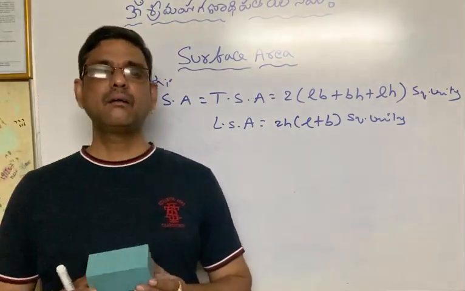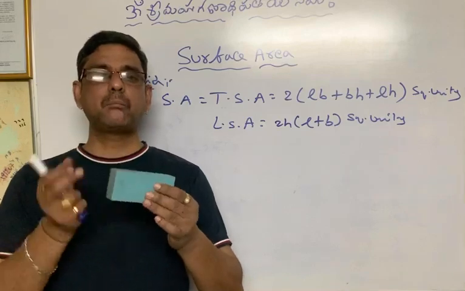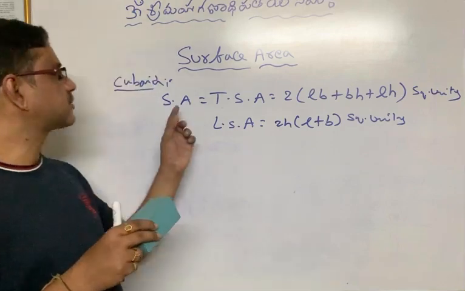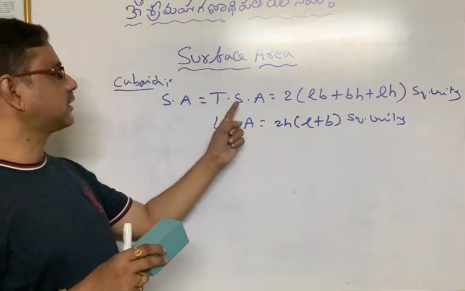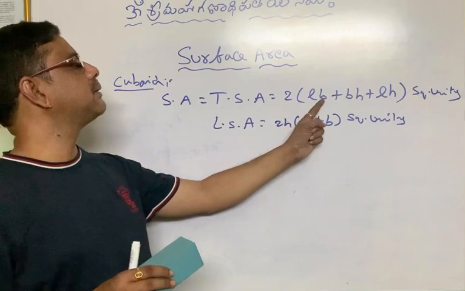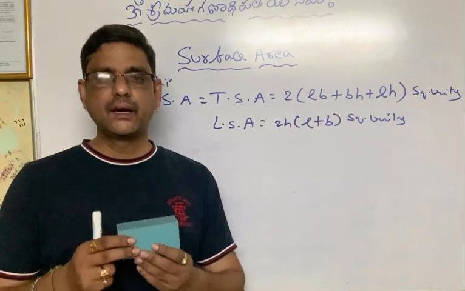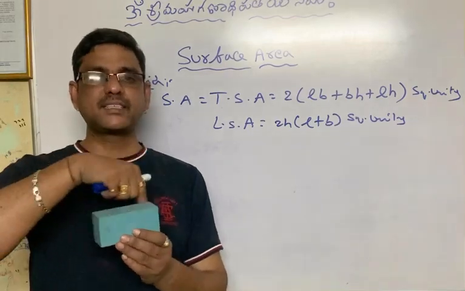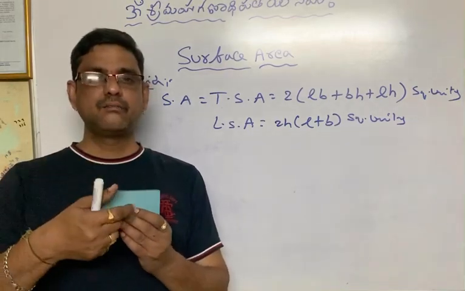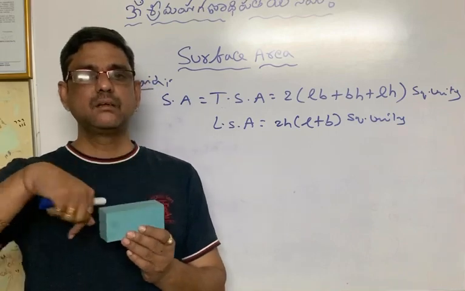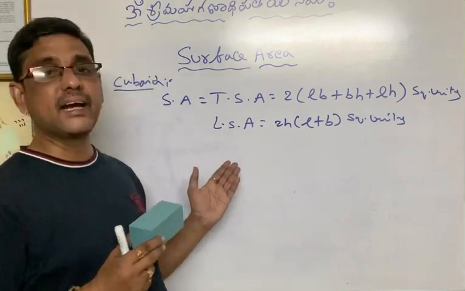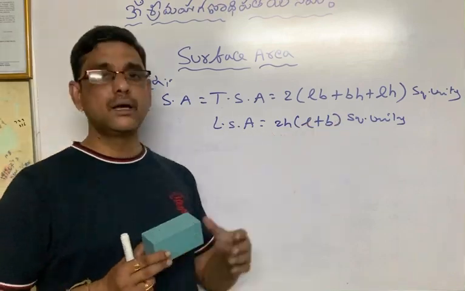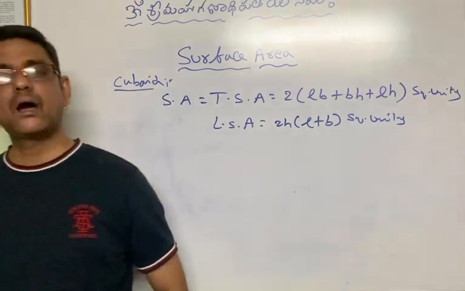Once again I am telling, the area of all the 6 faces, top, bottom, front, back, 2 side faces, is called surface area or total surface area, which is 2 into (LB plus BH plus LH). Excluding top and bottom, the area of the remaining 4 faces, what are they? Front, back, 2 side faces. They are called lateral faces, and the lateral surface area is 2h into (L plus B). Now, I am moving on to the cube.